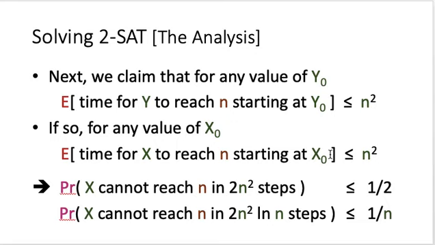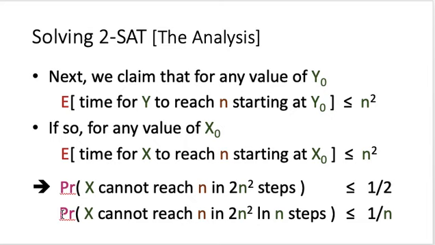The expected time to reach is n squared. So if I give you 2n squared steps and you still cannot reach, then the probability is less than or equal to 1 over 2. If I give you kn squared steps, then it is less than or equal to 1 over k. So this is a simple application of the Markov inequality.